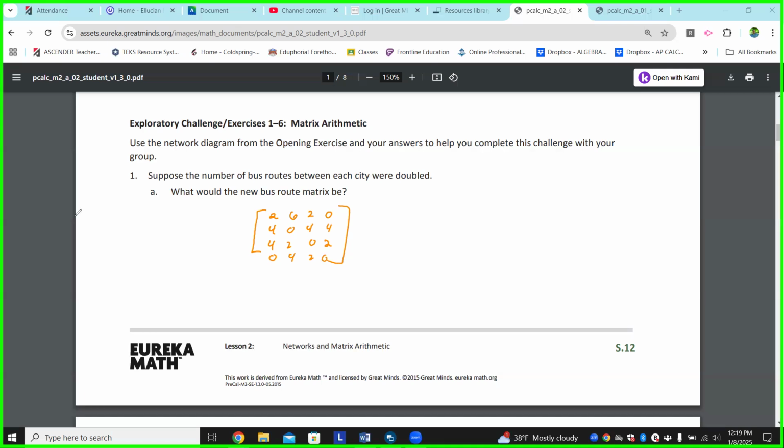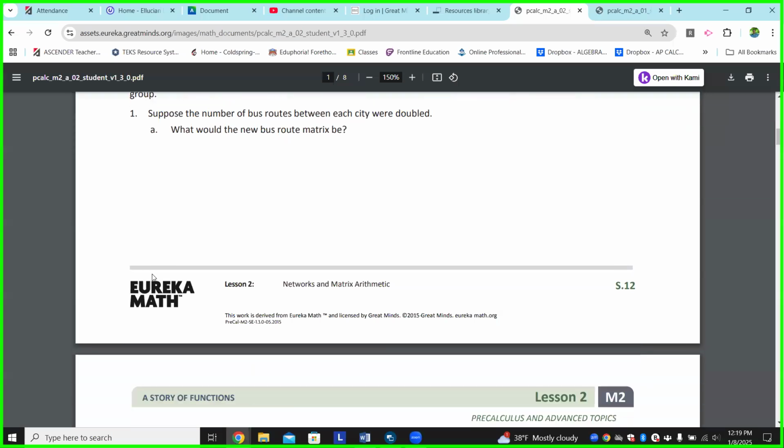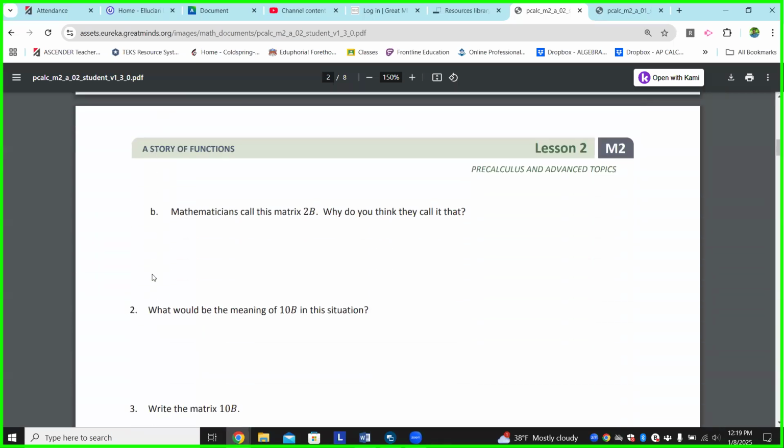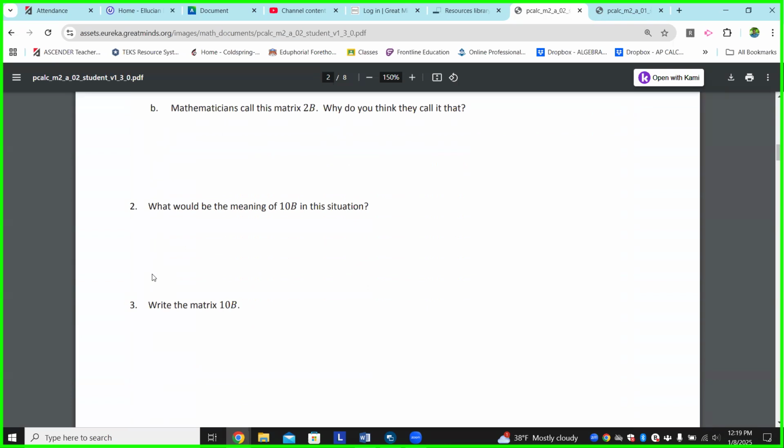All right. The correct notation for this doubled matrix is written as 2B. Now they wrote it with the B because what did we want the bus matrix to be called? B. So mathematicians would call this matrix 2B, and why do you think it's called that? Everything was multiplied by 2. So if we double something, it'd be multiplied by 2.